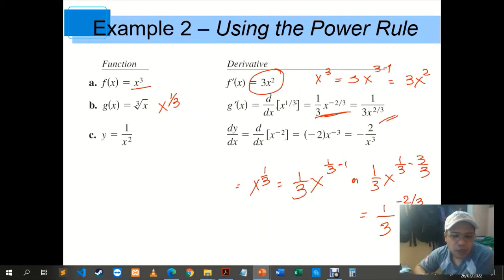Finally, we have 1 over x squared. So another one, rewrite din natin siya. So y will be 1 times x raised to negative 2. So since 1 naman nasa unahan, pwede natin disregard. Kaya derivative of x raised to negative 2. So exponent, multiply dun sa unahan, that will be negative 2. Negative 2 minus 1 is negative 3. Then rewrite, since negative yung exponent, negative 2 over x cubed.